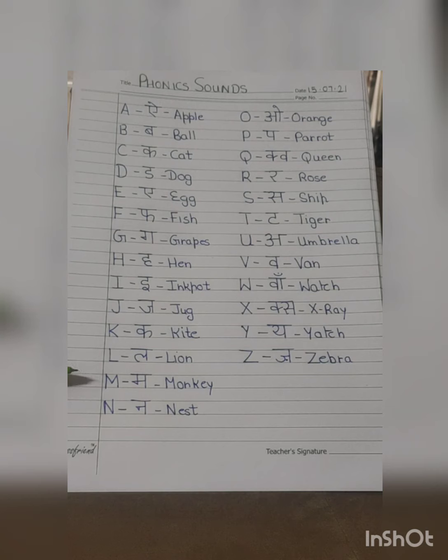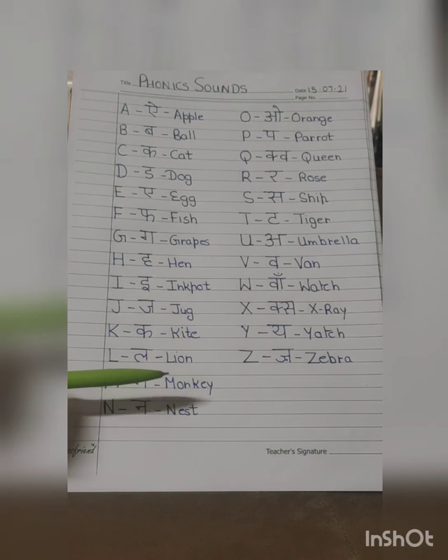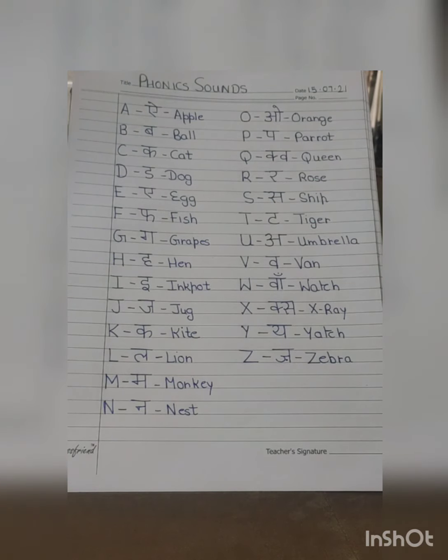Next is M. Sound of M is M. M, M, monkey. M, M, moon. M, M, monster. So many words again. N. Sound of N is N. N, N, nest. N, N, nun. N, N, noon.